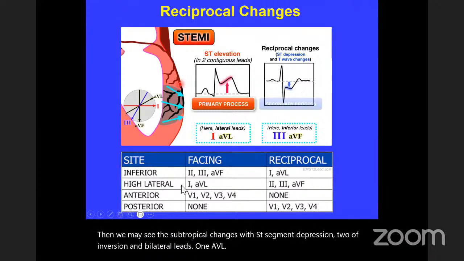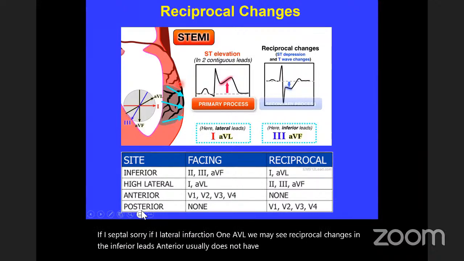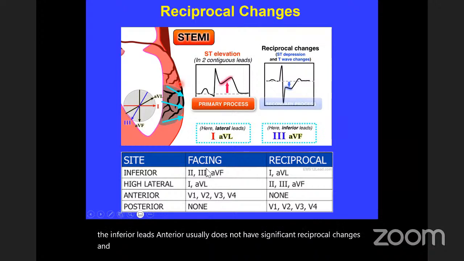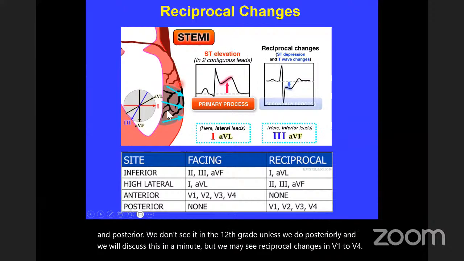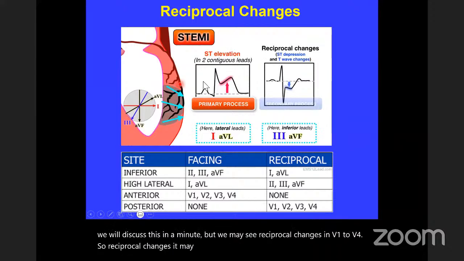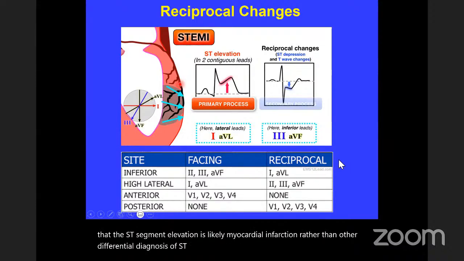If there is a high lateral infarction, leads 1, aVL, we may see reciprocal changes in the inferior leads. Anterior usually does not have significant reciprocal changes, and posterior, we don't see it in the 12 lead unless we do posterior leads, and we will discuss this in a minute, but we may see reciprocal changes in V1 to V4. So reciprocal changes may or may not be present, but if present, it indicates that the ST segment elevation is likely myocardial infarction rather than another differential diagnosis of ST segment elevation.